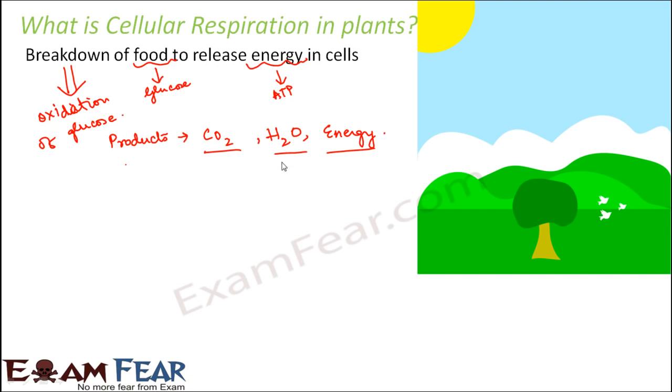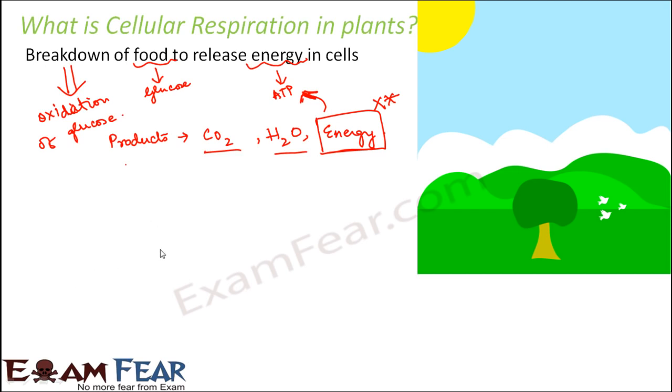Whatever food we are eating, even if it is stored in the form of starch, that starch gets converted into the simplest form, the monosaccharide, that is glucose. So glucose will be oxidized to produce carbon dioxide, water and energy. And this energy is important. This energy is going to be stored as ATP molecules. Correct? So in this lesson, we are going to talk about this particular process of respiration.